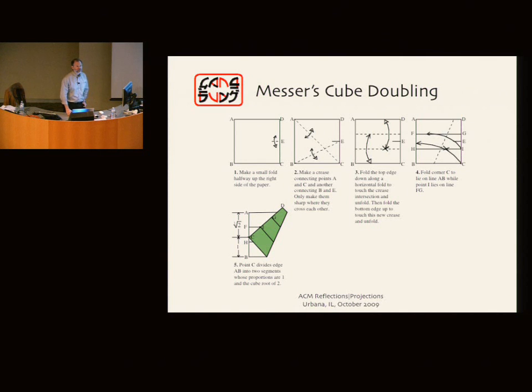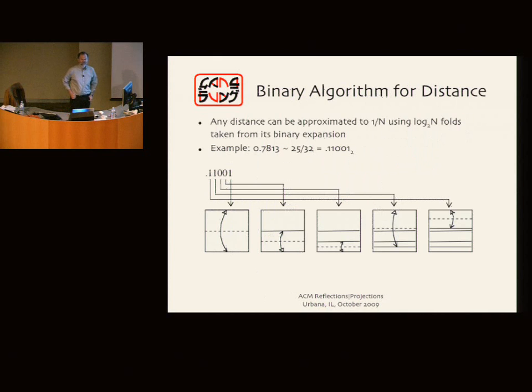You can also do approximate constructions for almost anything, and there's just a beautiful algorithm that makes use of the binary numbering system that some of you in here might be familiar with. And it's really easy. You take the number you want to construct and you just write it in binary. So 0.78, 25, 30 seconds, that's 0.11001. And the folding sequence is actually encoded in the binary description.